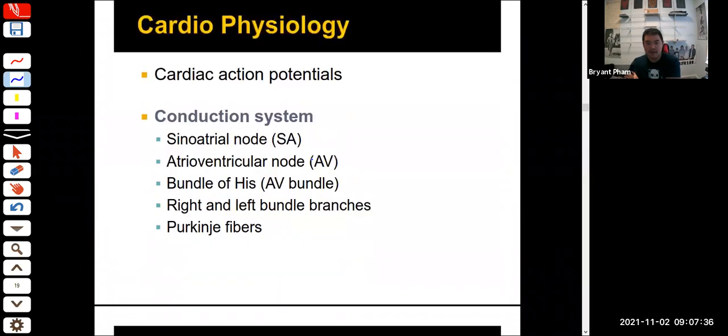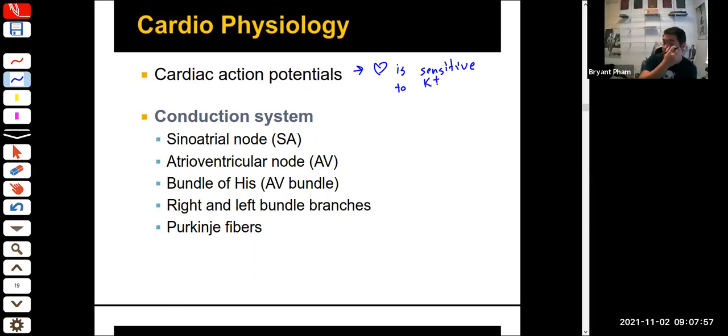Oh boy, action potentials. Okay, so nothing really too crazy here, I promise. We're not going to go crazy with the action potentials. Just again, know that your heart is sensitive to which electrolyte? Potassium.